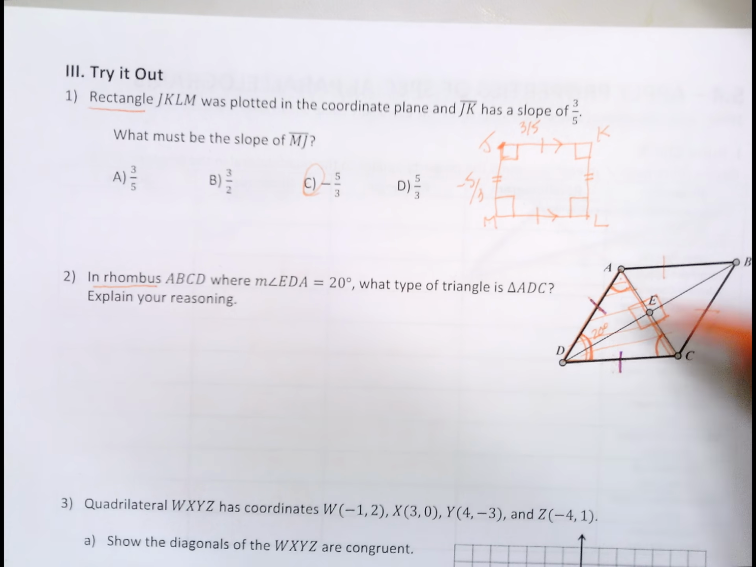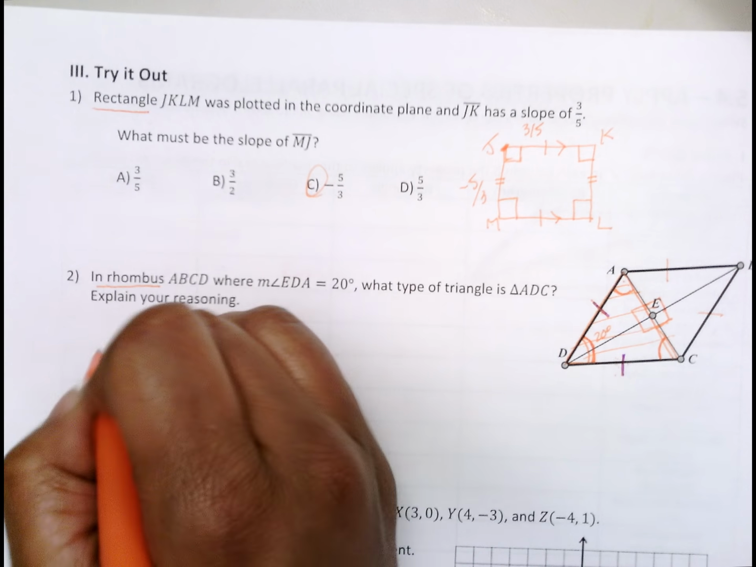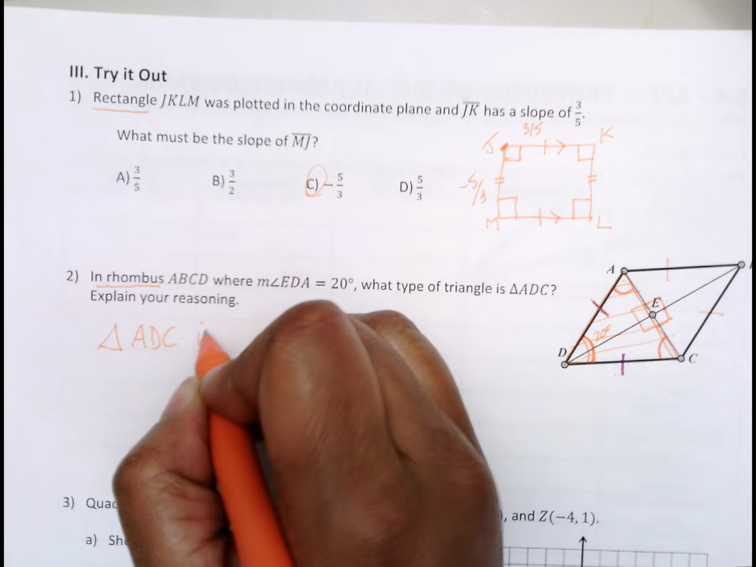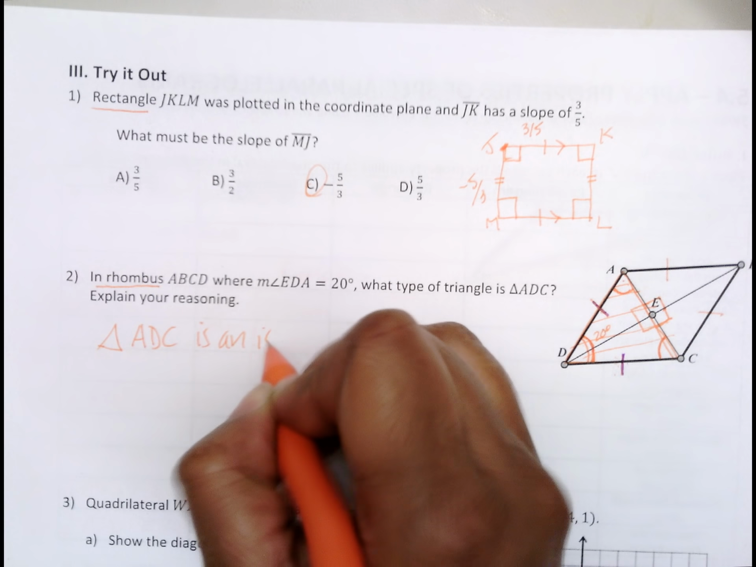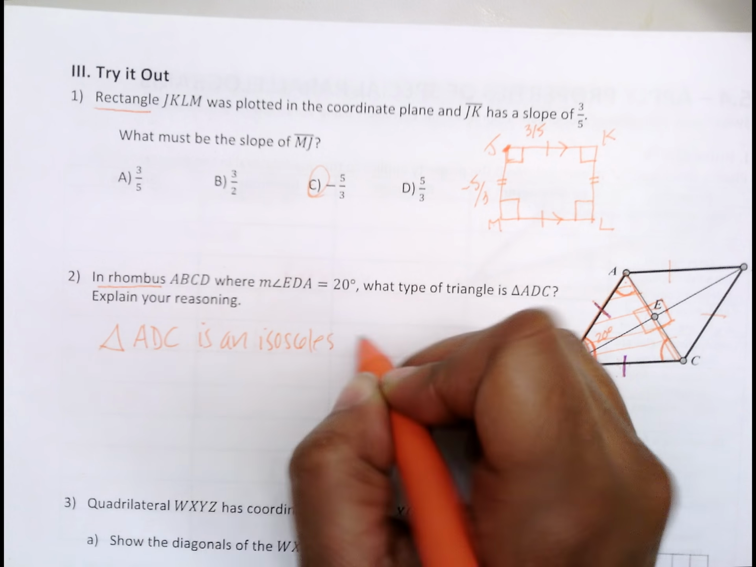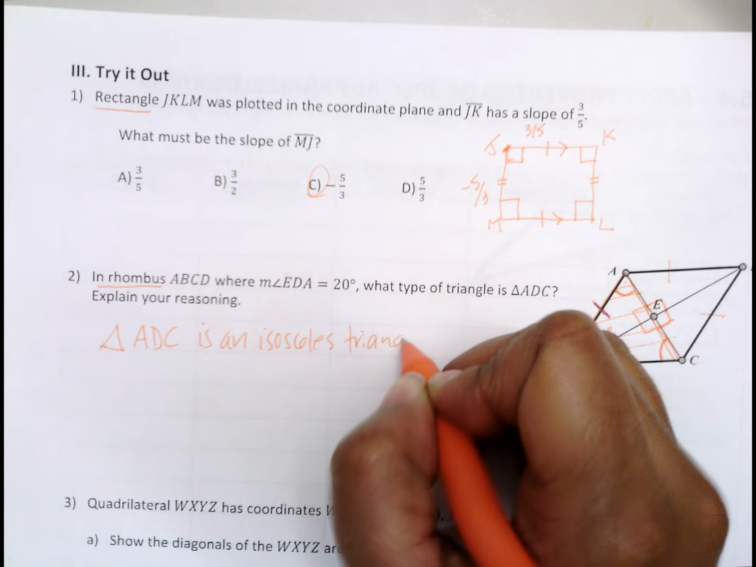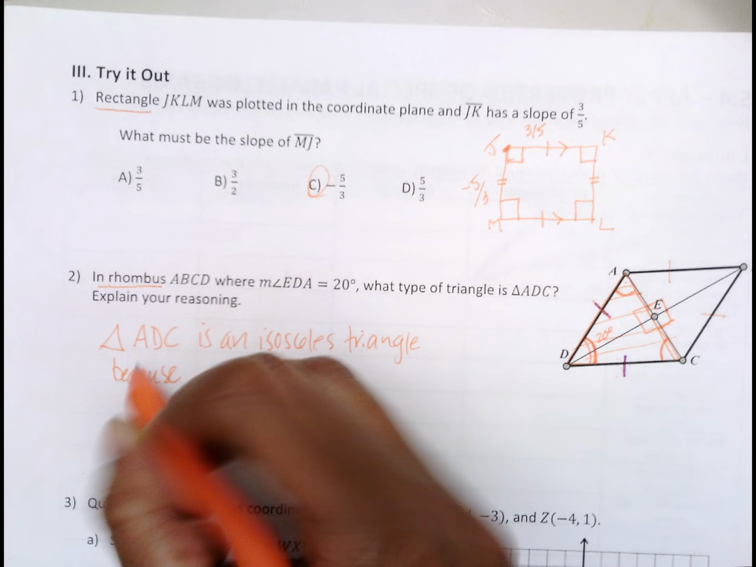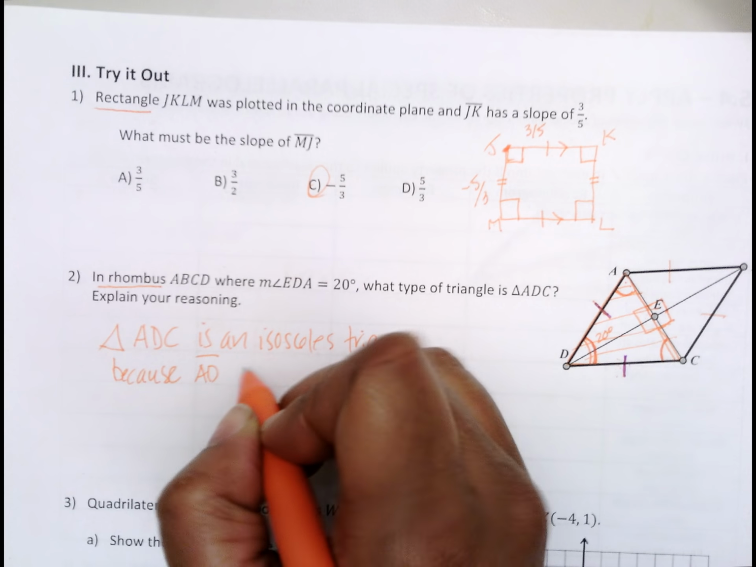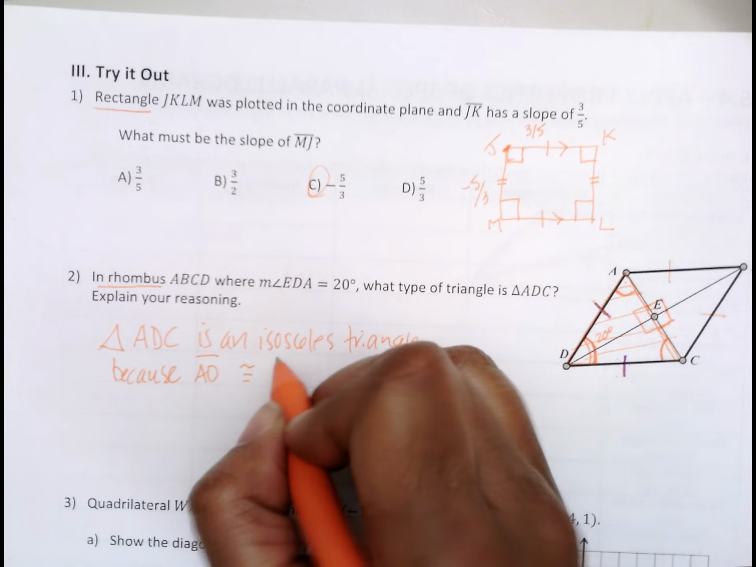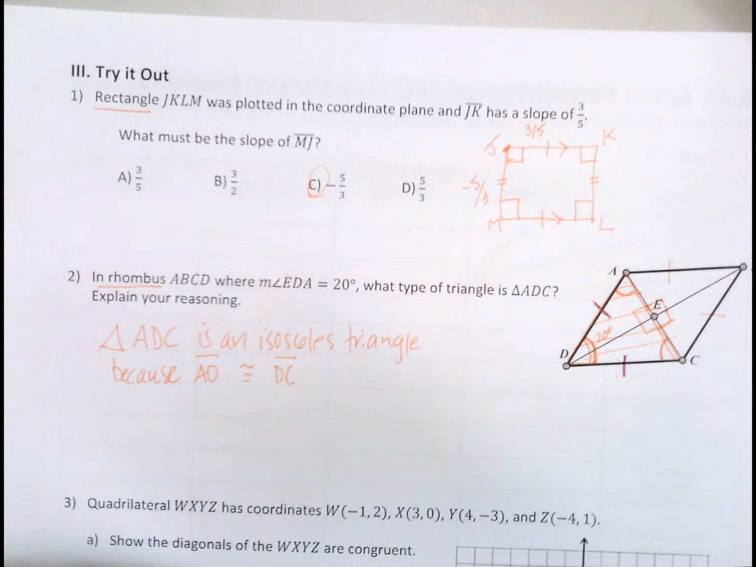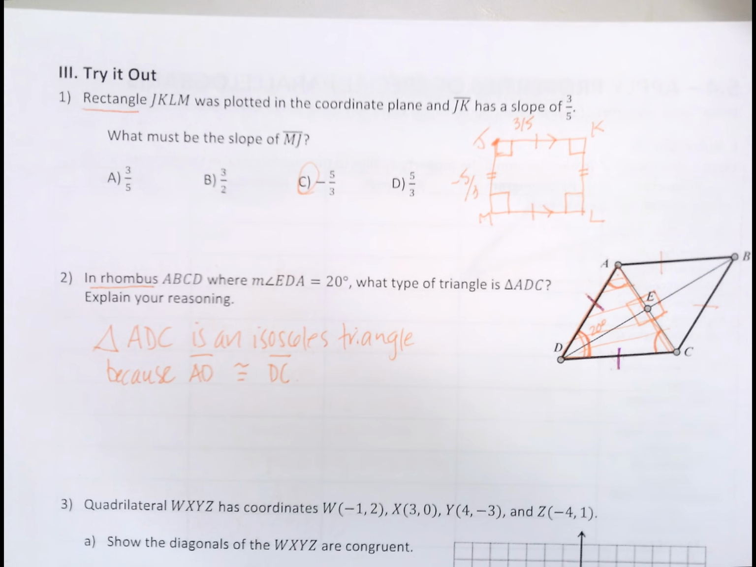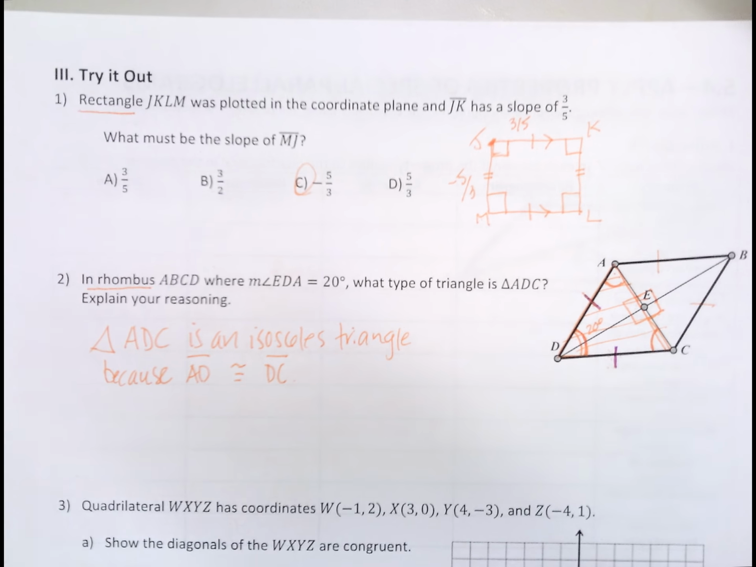Okay, these 2 sides. So triangle ADC is an isosceles triangle because segment AD is congruent to segment DC. Okay? And everybody knows or should know what an isosceles triangle is and the properties of the isosceles triangle.